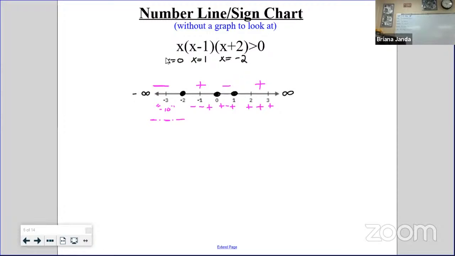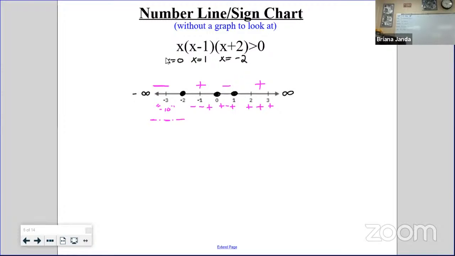All you see below is 100% my personal notation for this, not a requirement. But ultimately, you have to think through, if I plug in a number in that interval, what's the sign on my answer? Okay? That's how we create the sign chart.